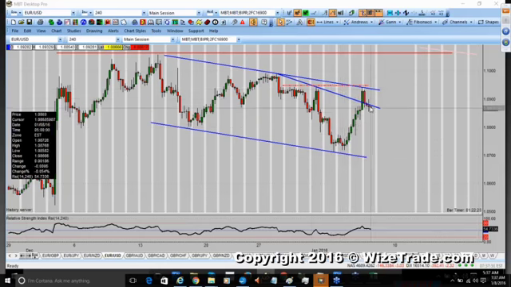So what I'm thinking here is, if we break these highs going early into next week, here, I'll just draw it out with a pen that I can erase.